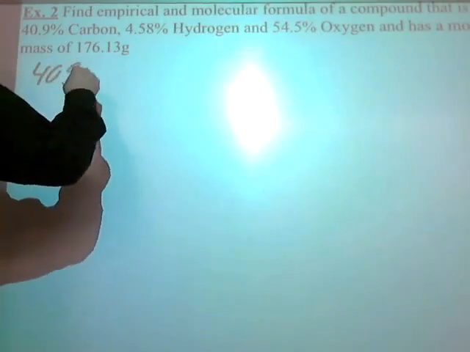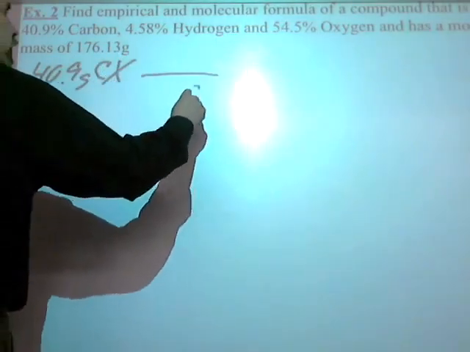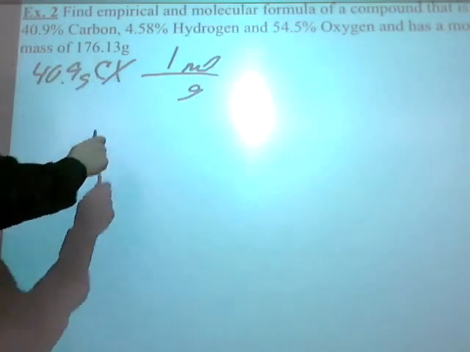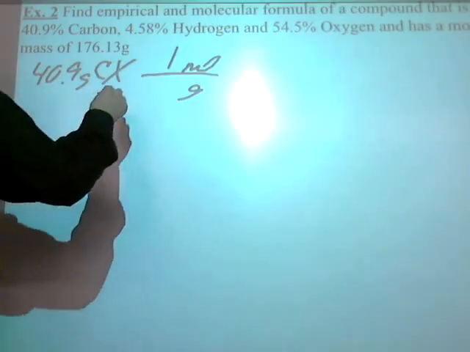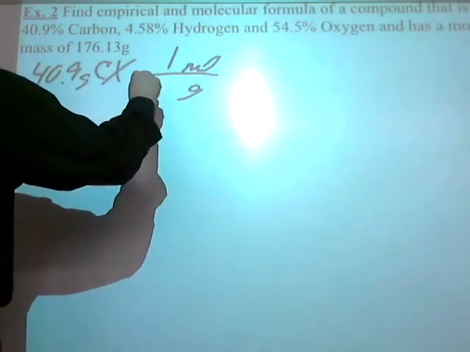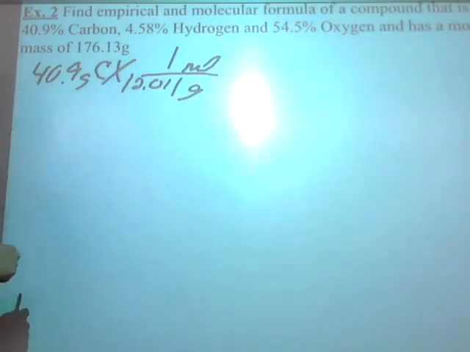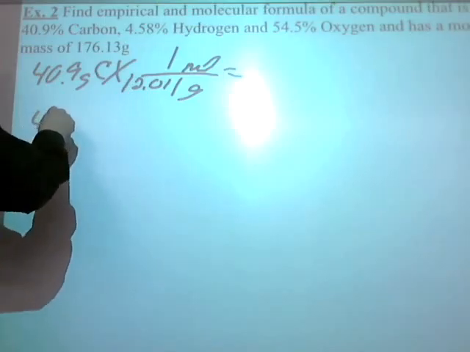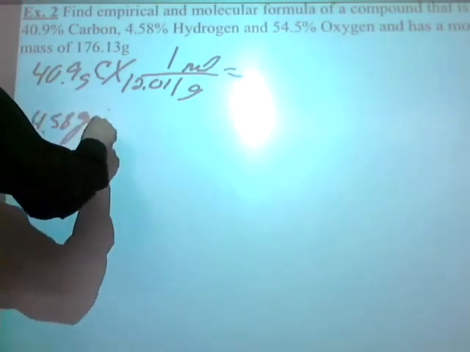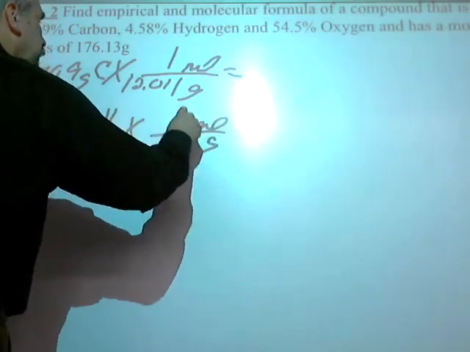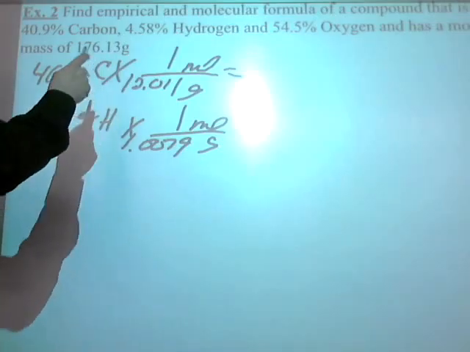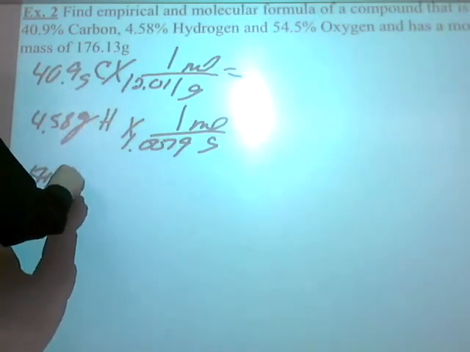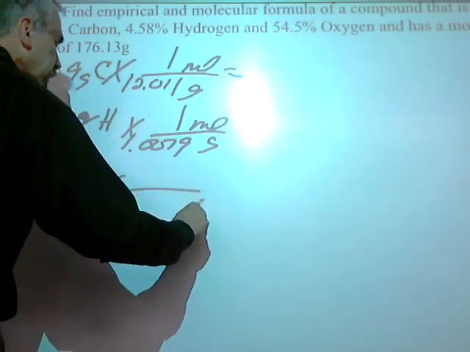All right? So you got 40.9 grams of carbon, and I'm going to convert him from grams to moles. 1 mole contains, and I need your calculators out. You want to do this one with me here, because there's a twist to this at the end as well. 40.9 grams, 12.011 grams is the atomic mass. I convert him to moles. Somebody do that for me. Caitlin, do that one while we set up the next one. 4.58 grams of hydrogen, grams at the bottom, moles at the top. 1 mole contains, for hydrogen, 1.0079. For 54.5 grams of oxygen, grams at the bottom, moles at the top.